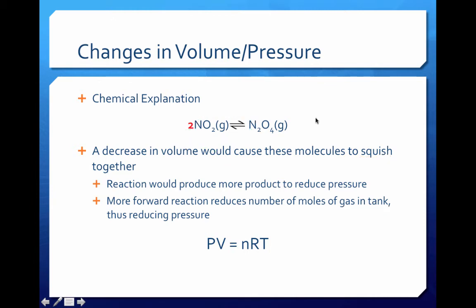So just to be clear, it has to do with the number of moles of gases in our reactant and the number of moles of gases in our product. Whichever one of them has more or less is going to determine where we shift based on increasing or decreasing pressures or increasing or decreasing volumes.